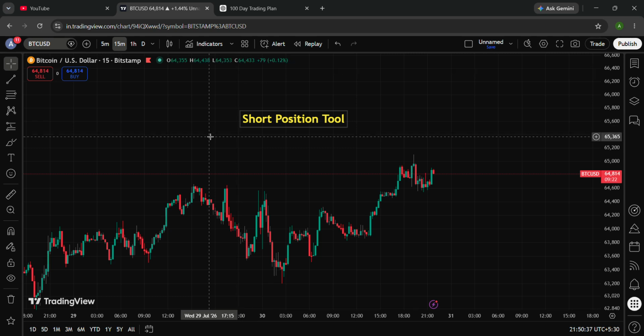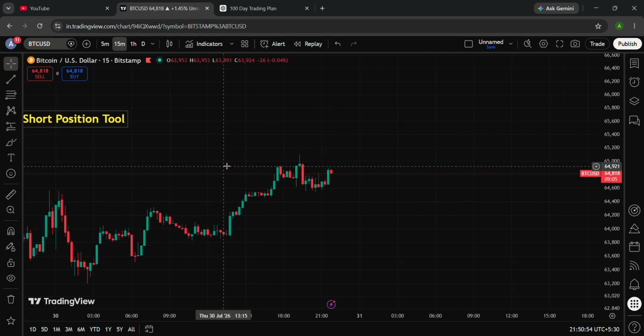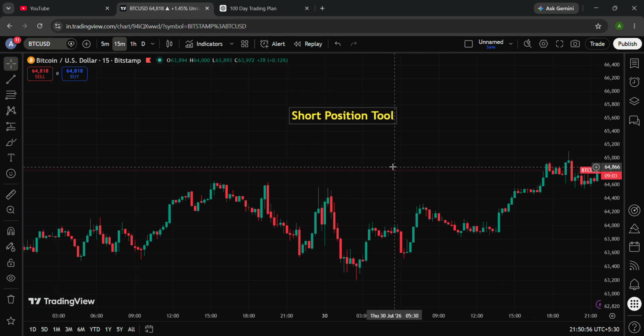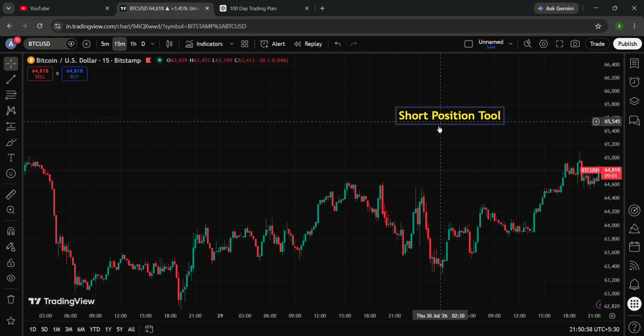Today in this very important video, we're going to understand what the short position tool is. If you haven't watched our previous video, make sure that you watch it. In the previous video, we tried to understand the long positions, and also a little bit about the risk to reward ratio. So in this dedicated video, we'll understand what a short position is.